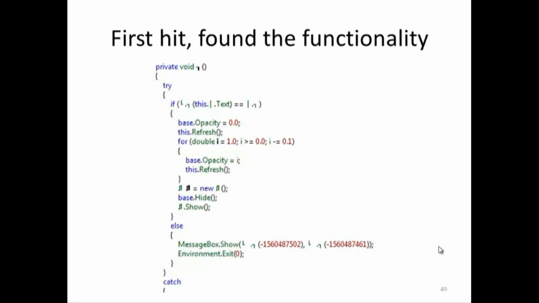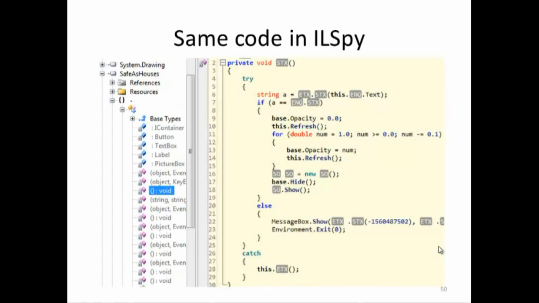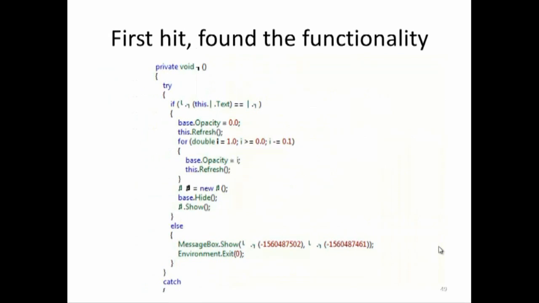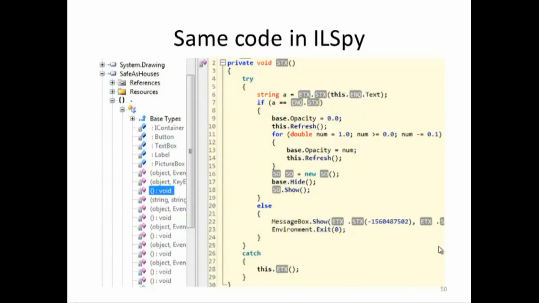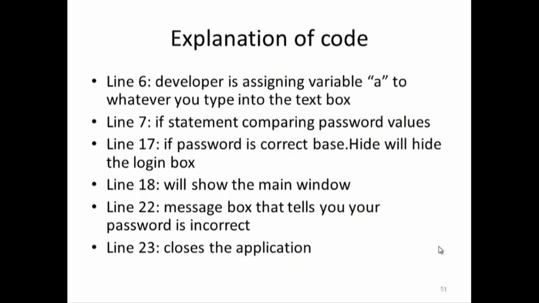So the first hit, we found the functionality in this particular case. Here I'll show the same code in ILSpy, and this is where I like ILSpy. I think it does a better job in showing code. And here on the left-hand side of the yellow block, I've got the line numbers so we can go over it. I'm going to go back and forth between these 2 slides here.